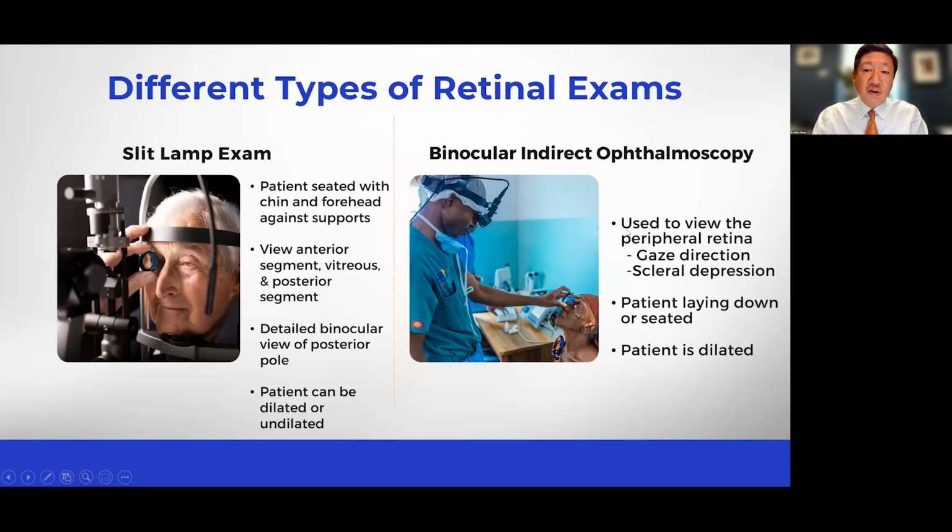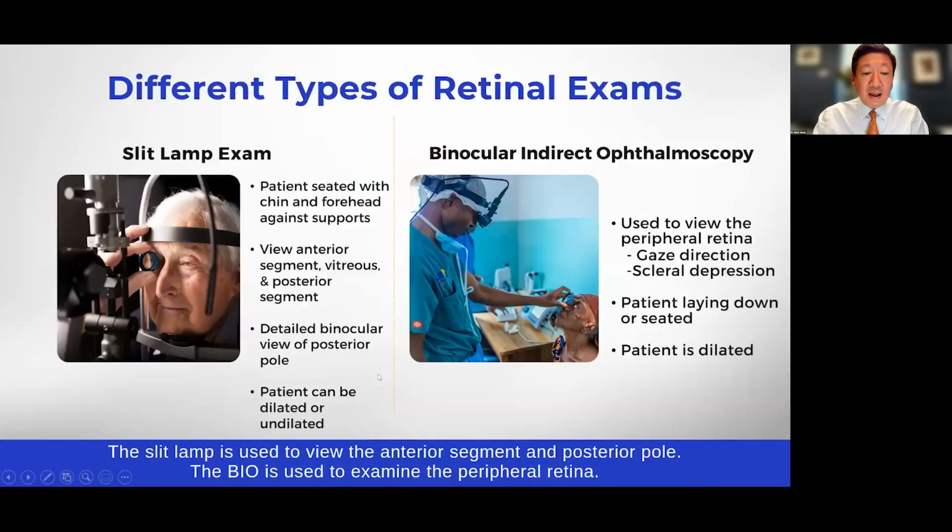The binocular indirect ophthalmoscope is used to look at the peripheral retina from the equator on out to the periphery, even to the ora serrata, or even the ciliary body can be viewed using the BIO. Generally, the patient can assist you by looking in a gaze direction, and you can use external scleral depression to indent the eye and bring anterior structures more into view. The patient may be lying down or seated, depending on how detailed an exam is necessary. And again, the patient is dilated.